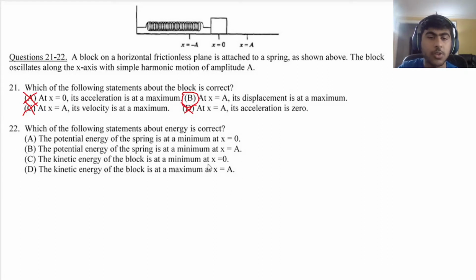Let's get on to 22. This is the same thing we just said. At x equals 0, potential energy is at a minimum. So this one could be correct. At x equals A, potential energy is the maximum. At x equals 0, the kinetic energy is at a maximum. It's equilibrium position, so that's incorrect. And at x equals A, kinetic energy is at a minimum because there's no kinetic energy. So that's incorrect. And the answer is A.